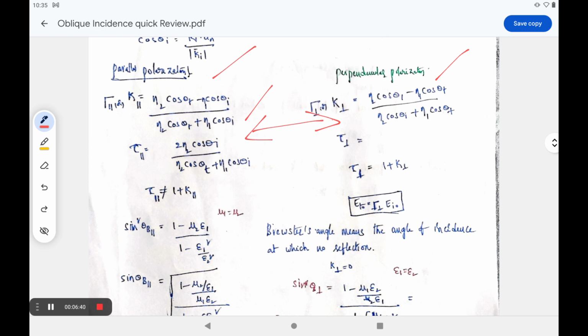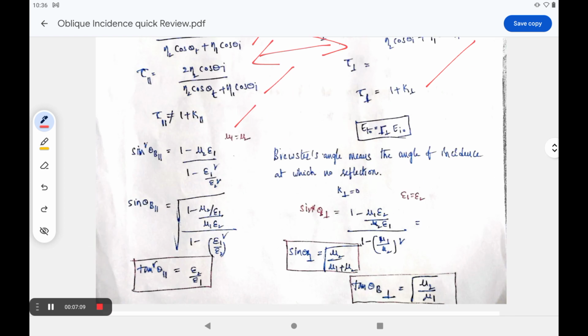Just remember the numerator value, and if you add instead, you get the denominator value. So here also the same consideration applies, where tau is the transmission coefficient. This is the formula for it. In case of parallel polarization, the transmission coefficient is not equal to 1 plus the reflection coefficient. But in case of perpendicular polarization, tau is equal to 1 plus the reflection coefficient. That means 1 plus reflection coefficient is equal to transmission coefficient.